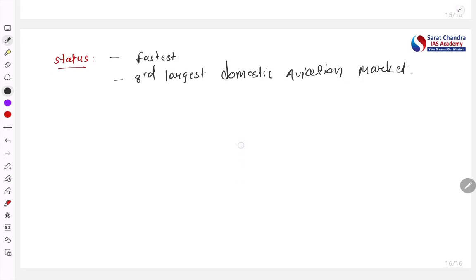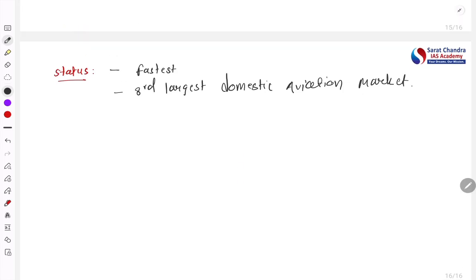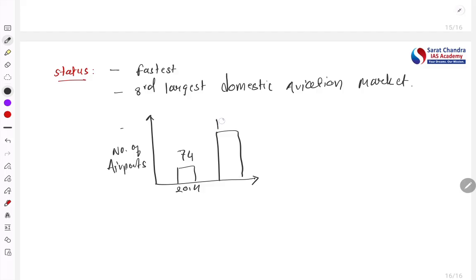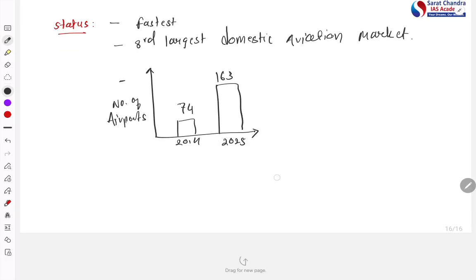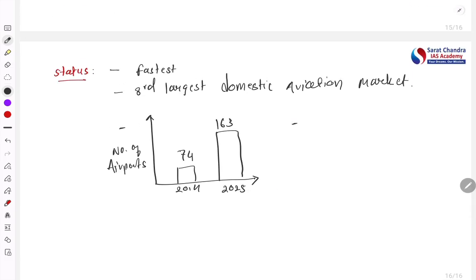Okay. Now, what growth we have seen, the current status is that, some data you have to remember here, which is important from our exam point of view. The number of airports has significantly increased. Earlier in 2014, we had 74 airports. Now in 2025, 163 airports are there. So this is one of the facts you have to remember.